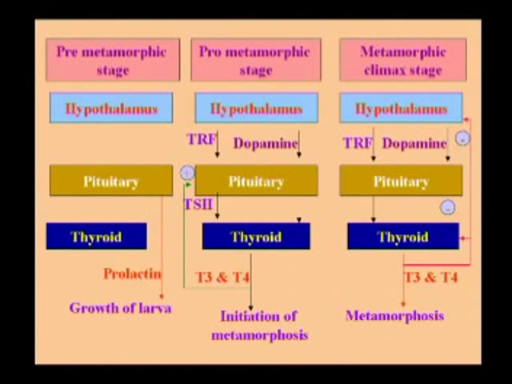Simultaneously, the hypothalamus also releases a substance, dopamine. What is the use of the dopamine released by the hypothalamus? Already in the pre-metamorphic stage, the pituitary releases a chemical substance, prolactin, which enhances or promotes the growth of the larva. When the larva attains its maximum size, then only it enters the pro-metamorphic stage.